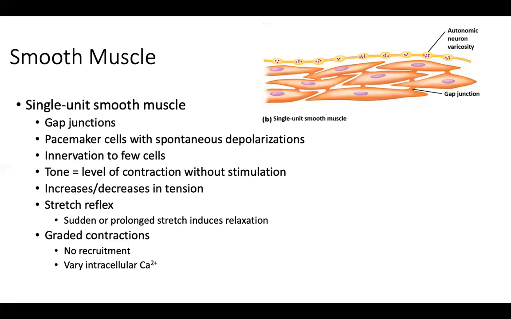The graded contractions are going to be determined by the amount of calcium. So the amount of neurotransmitter that comes in will dictate the amount of calcium that actually comes into the cell or from the SR, and that varying amount of calcium will also dictate the strength of the contraction, in other words, the strength of the cross-bridge cycling and how much force can be generated.